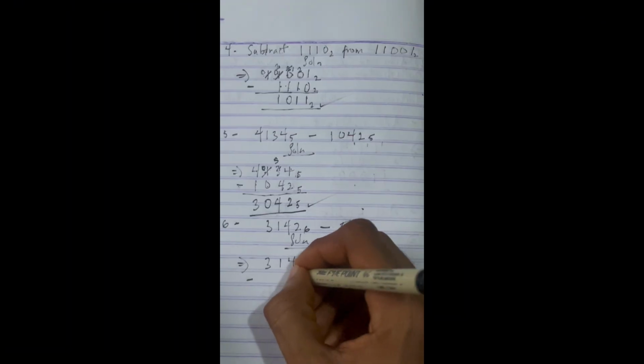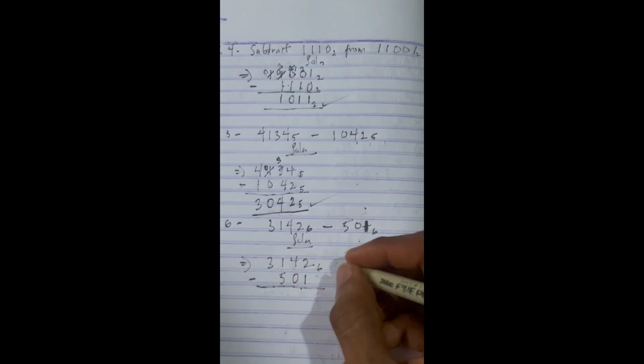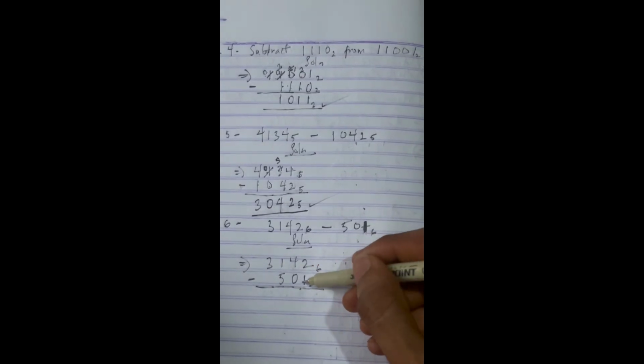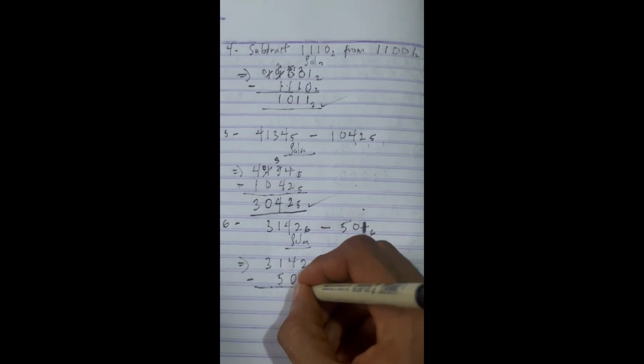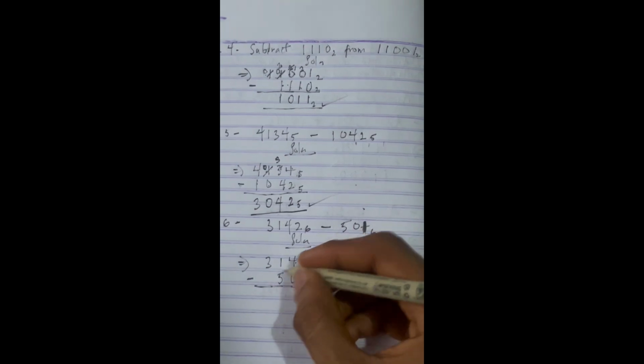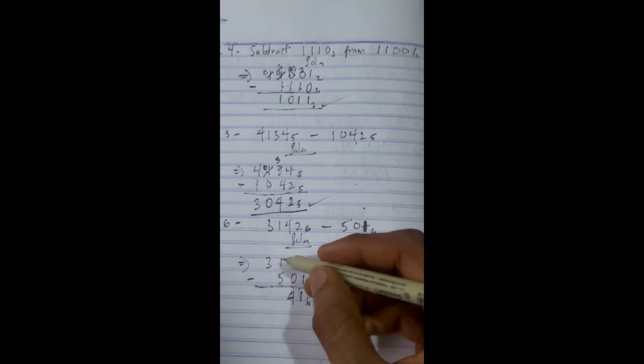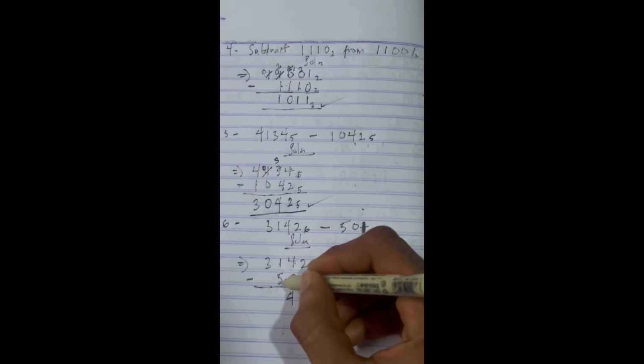Remember, start arranging from the back: 1, 0, 5. Remember, it's in base 6. So we'll do 2 minus 1. That will give us what? 1. Good. So we're allowed to write 1 in base 6, right? Good. So now we have 4 minus 0. That is 4. 1 minus 5. Is that possible? No, right? So what you do is you borrow 1 from 3.